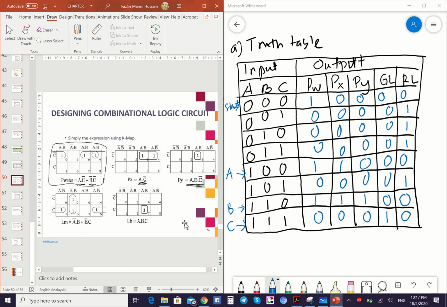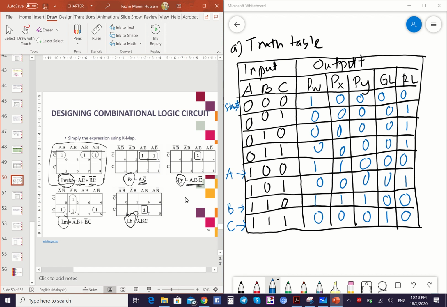The last thing, the most important one: when you write your equation for your K-map, you need to put the variable for your output. The output for each K-map must be the same as the output in your truth table. So if your truth table uses PW, here you must also use PW. PX, you also need to use PX. Some students, instead of using the same variable as the truth table, tend to use Y: Y equals AC bar plus B bar and C bar, and here also Y. All the variables they are using are Y.